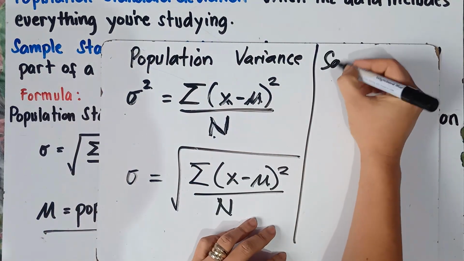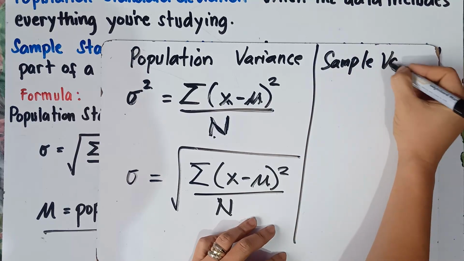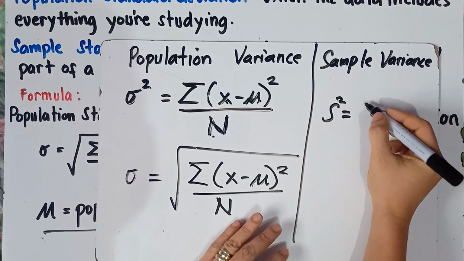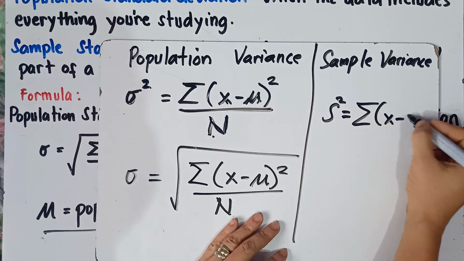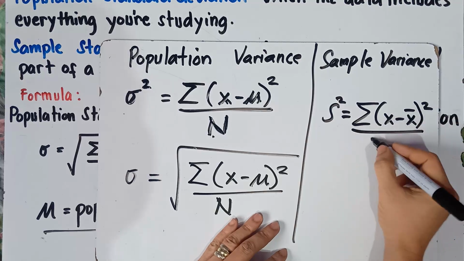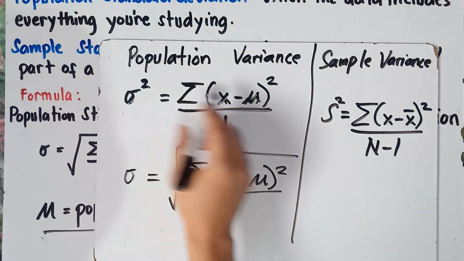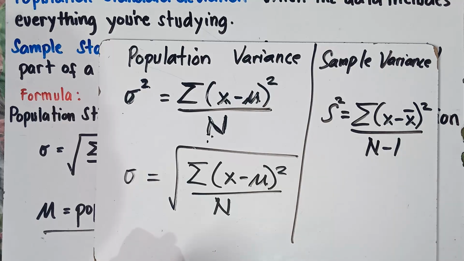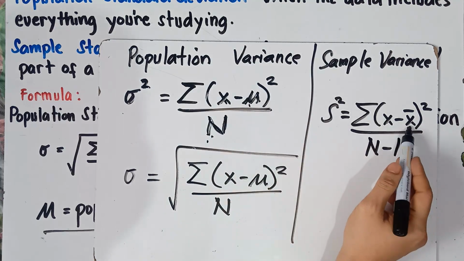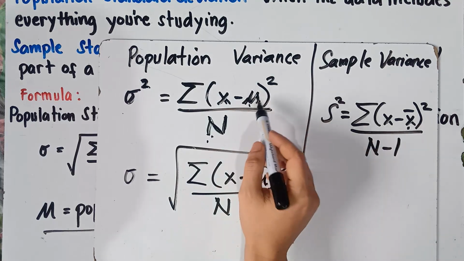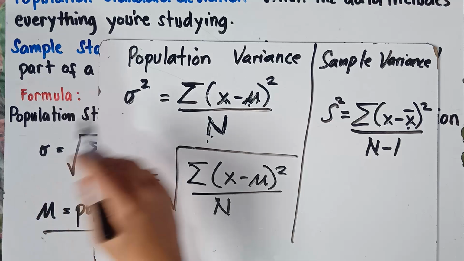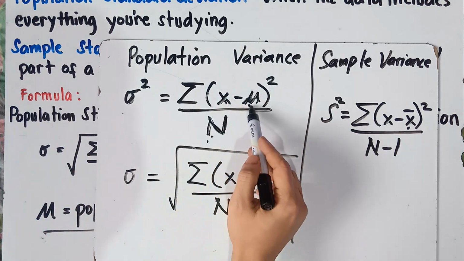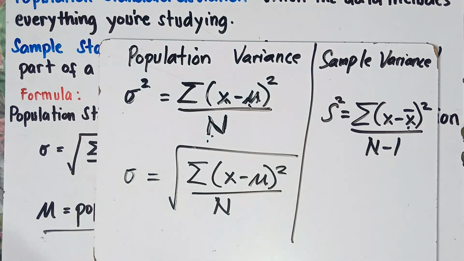For sample variance, once again, the formula for sample variance is S squared is equal to summation of X minus the mean, then squared, over N minus 1. For population variance, that's only N. For sample variance, that would be N minus 1. So for the population mean and the mean, they will have the same answer, because if you want to get the population mean, simply add the samples divided by the total number of samples. They will have the same answer, class.